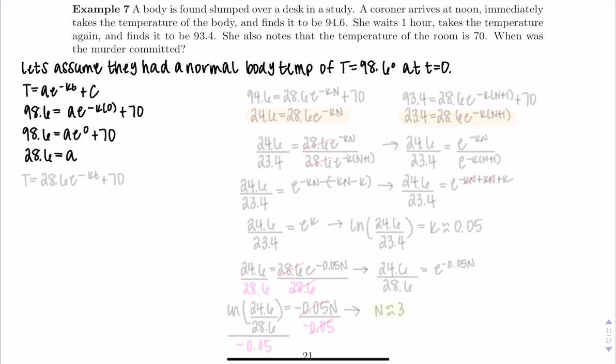So now that we have A, we can figure out the formula a little bit more. Plugging back into the original, that's 28.6 e to the negative kt plus 70. We need to find how many hours since the murder was committed, but we need to find k first. So we have two temperature readings from the coroner. We have that it was 94.6 when they arrived at noon, and then we also have that it was 93.4 an hour later.